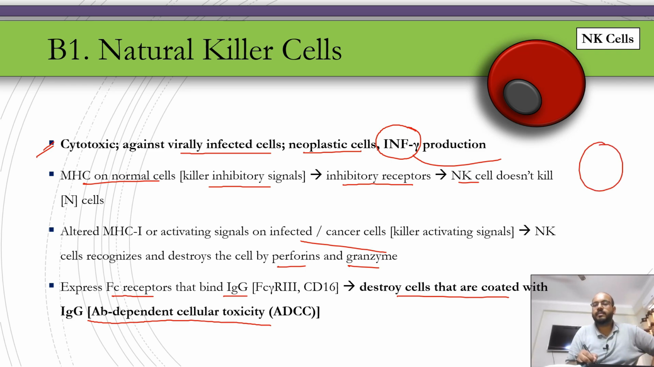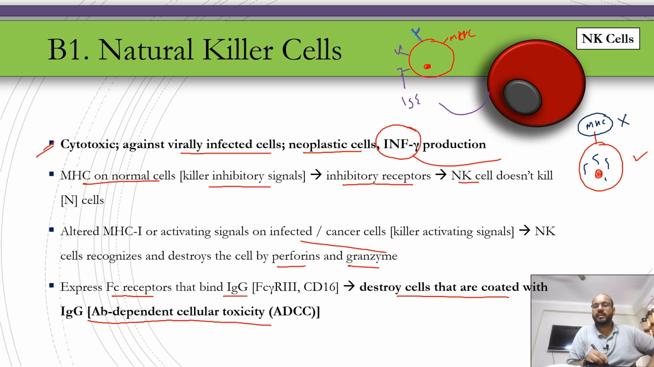So either a cell can have normal MHC and that is okay. If there is any infection in the cell, the MHC gets altered and now it is not okay, the cell will get destroyed. Clear? If you have a normal cell, the MHC is also normal, but these cells are coated by IgE antibodies. Let me change the color. IgE antibodies.